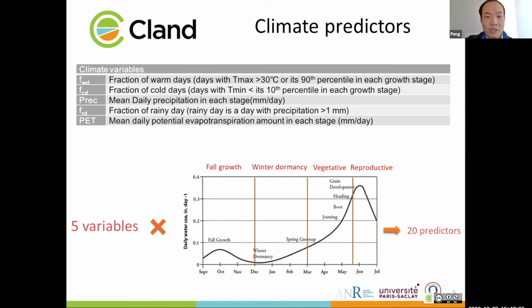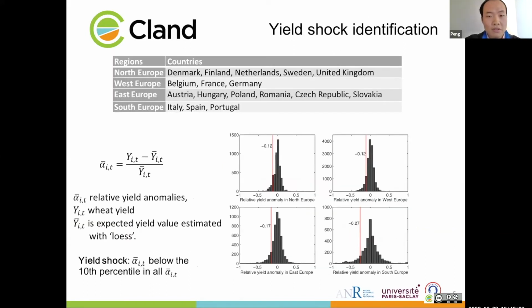Here we also consider the 4 growing periods to better characterize the climate effects on wheat yield, because many studies have suggested that climate effects on crop yield depend on the timing of the climate variable. The growing seasons are generally defined based on the critical winter wheat phenology: the fall-winter growth period, the winter dormancy period, and also the vegetative period and the reproductive period. So in total we have 20 predictors for the random forest model.